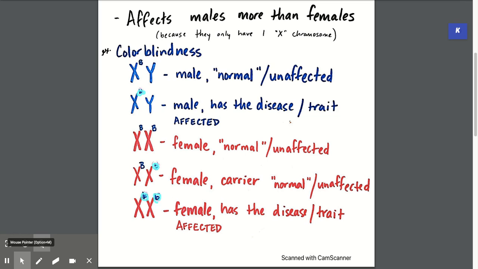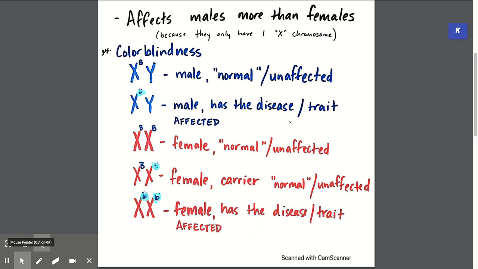Okay. Moving on to the females. The females are a little bit different when it comes to X-linked traits or diseases. So an individual that is XX is female. This individual has two capital Bs. Those are the good copies of the X chromosome.